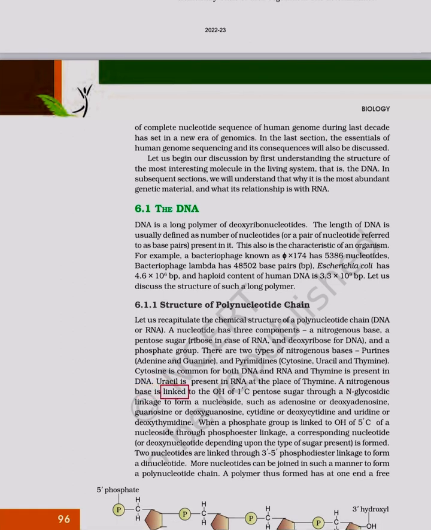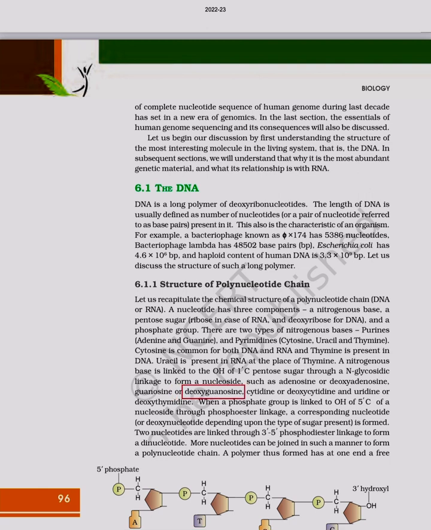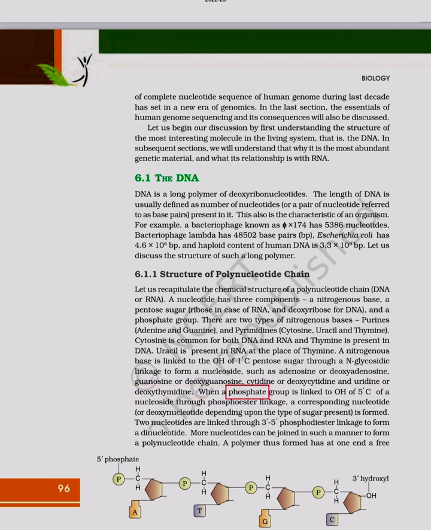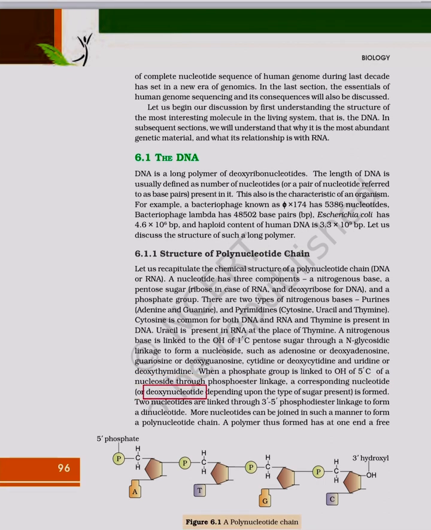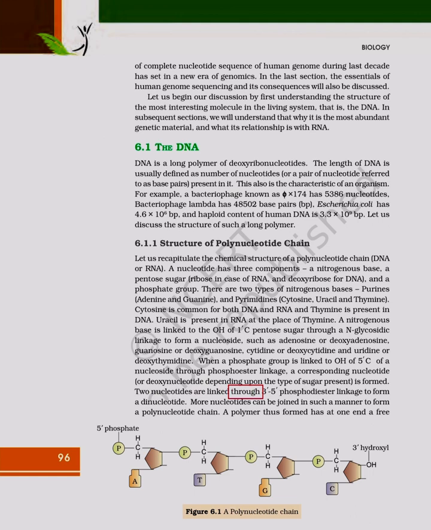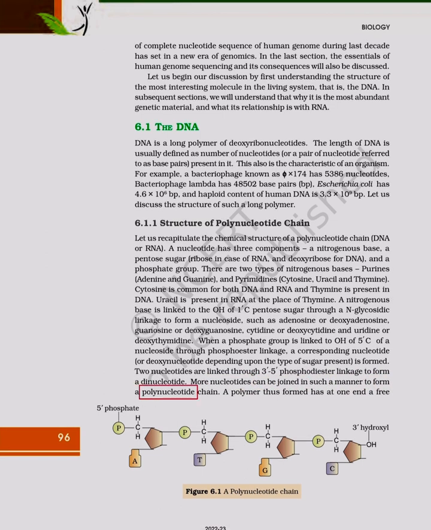A nitrogenous base is linked to the OH of 1' C pentose sugar through an N-glycosidic linkage to form a nucleoside, such as adenosine or deoxyadenosine, guanosine or deoxyguanosine, cytidine or deoxycytidine, and uridine or deoxythymidine. When a phosphate group is linked to OH of 5' C of a nucleoside through phosphoester linkage, a corresponding nucleotide or deoxynucleotide, depending upon the type of sugar present, is formed. Two nucleotides are linked through 3'-5' phosphodiester linkage to form a dinucleotide. More nucleotides can be joined in such a manner to form a polynucleotide chain.